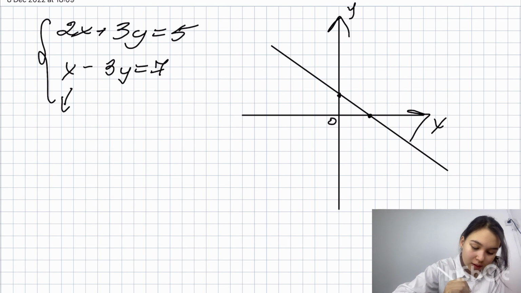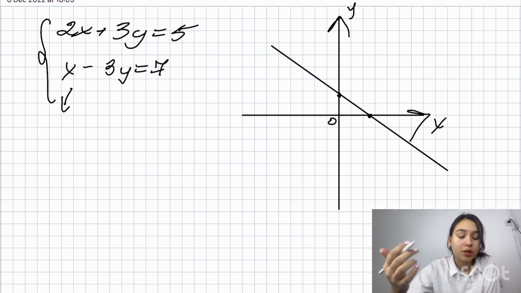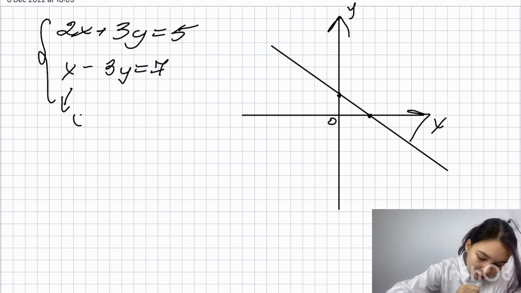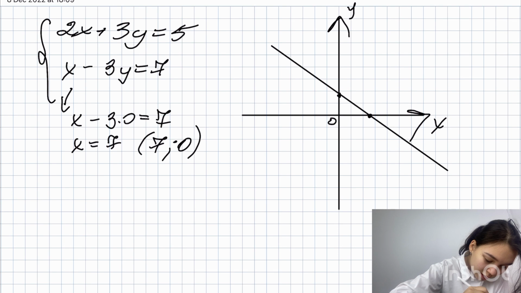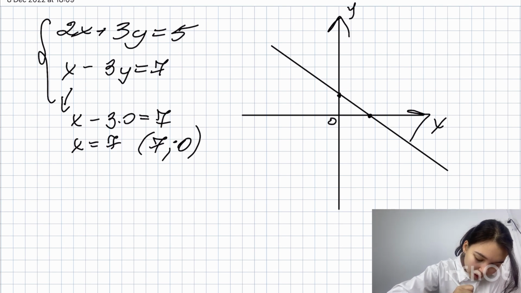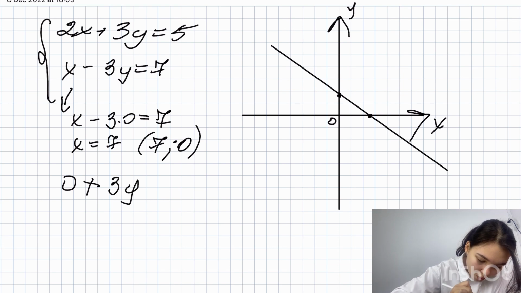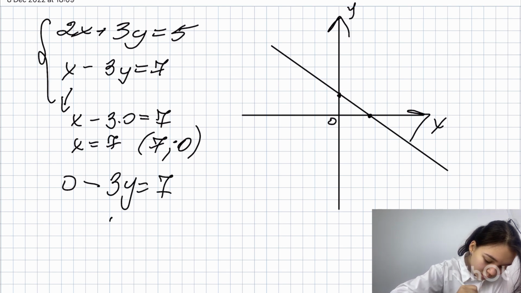Let's find the x and y intercepts. So x minus 3 multiplied by 0 is equal to 7. x is equal to 7. So it means when x is equal to 7, y is equal to 0. Then when x is equal to 0, minus 3y is equal to 7. So y is equal to minus 7 over 3.